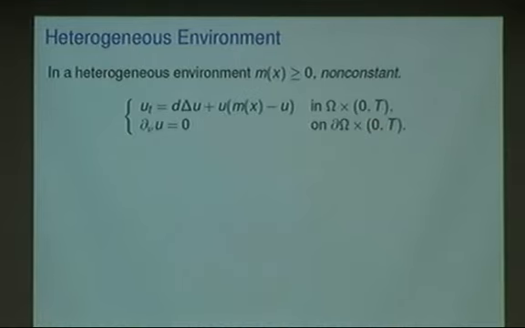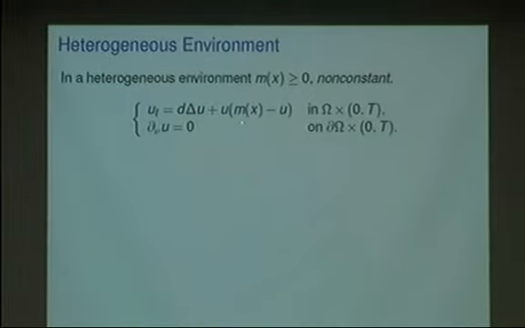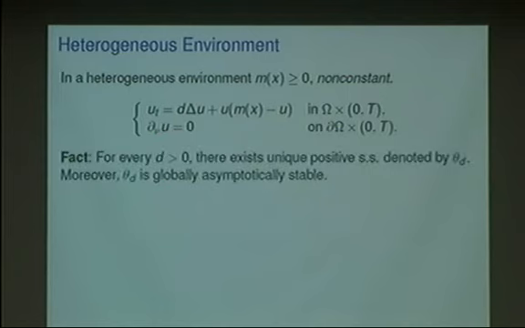In a heterogeneous environment, we assume that at point X, the carrying capacity is m(x). And m can vary now, no longer a constant, so we're going to assume m is explicitly non-constant. And the rest remains the same. Still, we assume random diffusion, random dispersal, and no flux boundary condition. So for this one, the fundamental fact remains the same. That is to say, for every d positive, there is a unique positive steady state. Let's denote it by theta d. And theta d is unique and globally asymptotically stable. So far everything remains the same as before. The proof of this one is a little more complicated, but not much more. We need to deal with eigenvalue problems in order to prove this one.